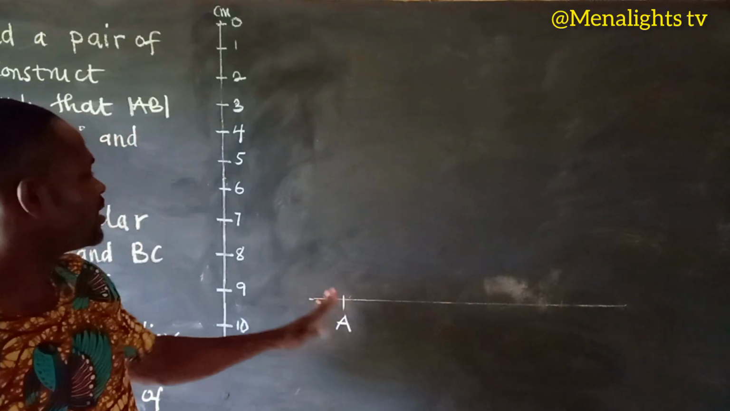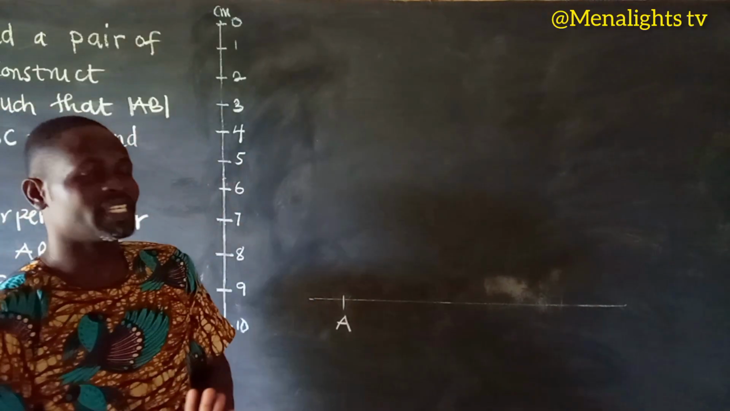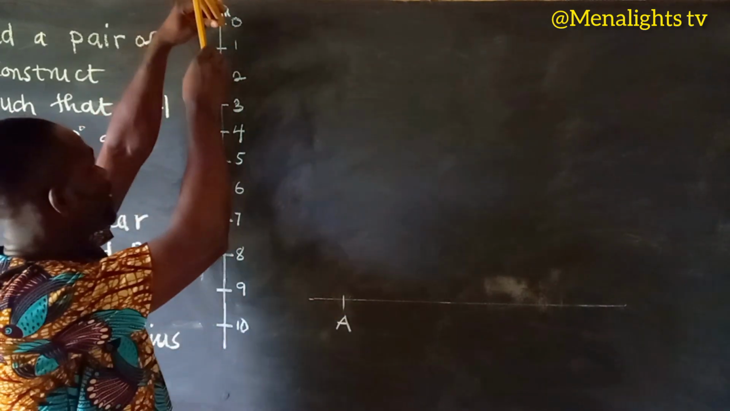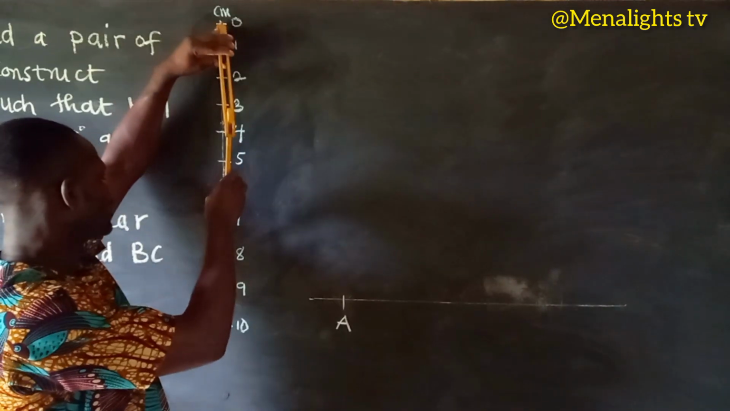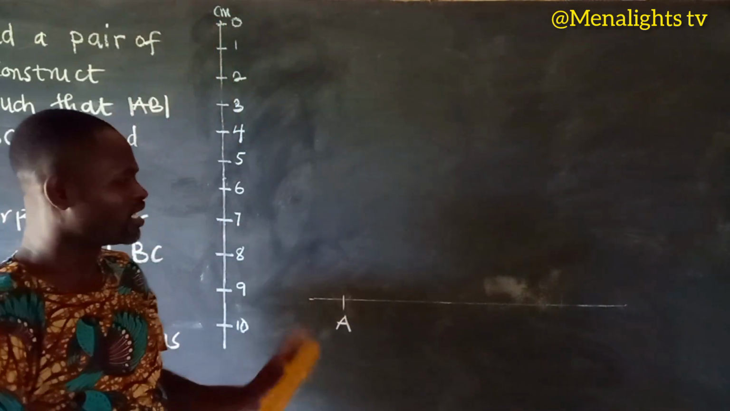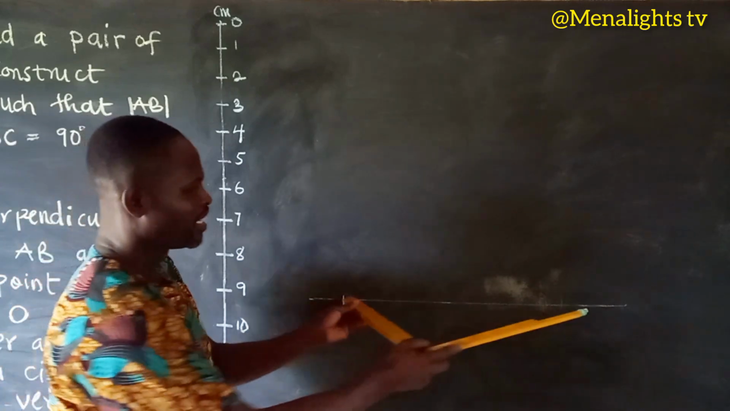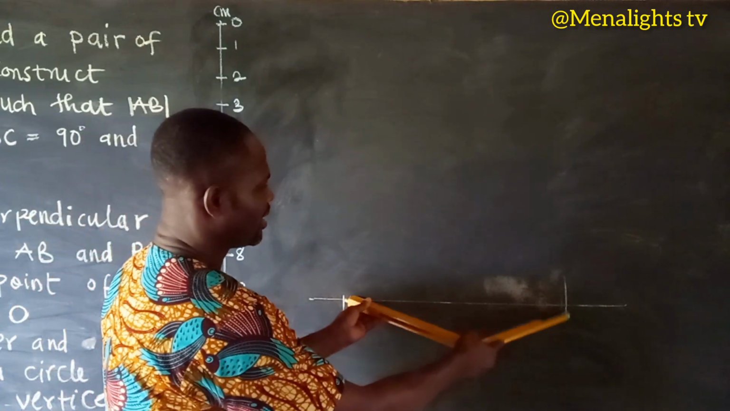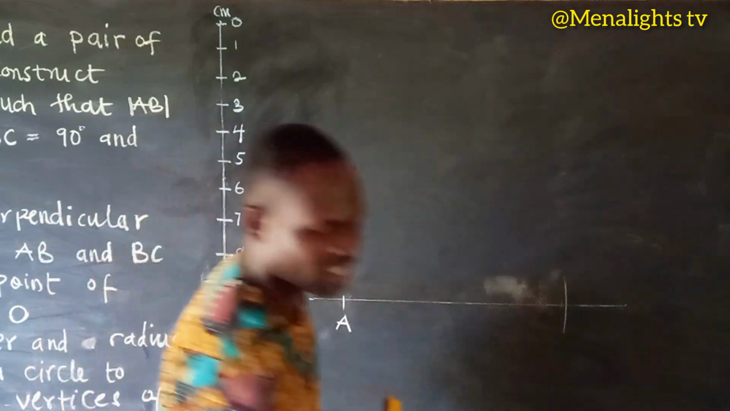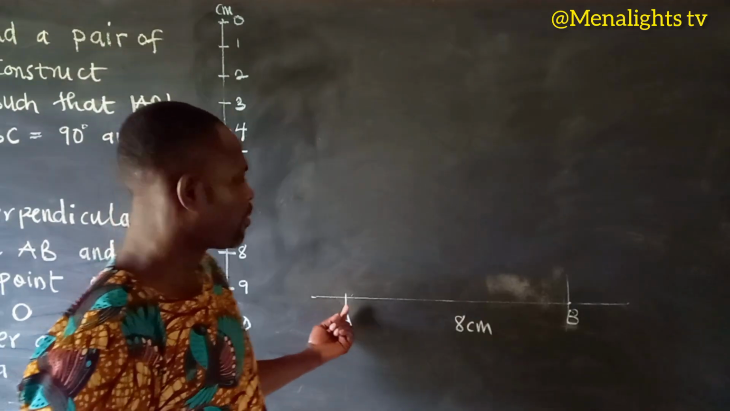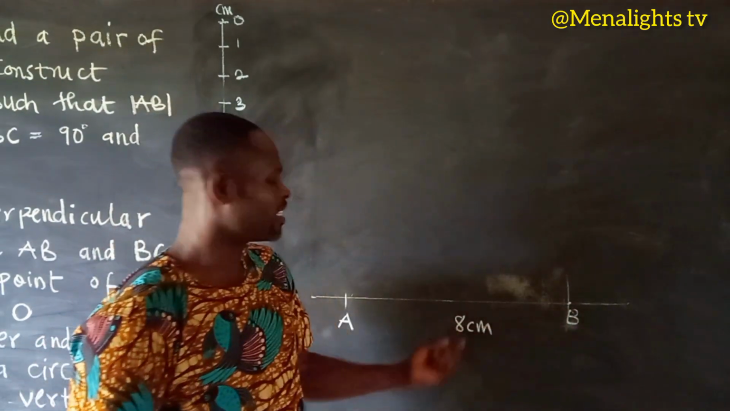So we take the distance AB, which is 8 centimeters. I'll take the 8 centimeters from my ruler, from 0 to 8, and that is my 8 centimeters. So I'll stand on A and make an arc, and that's why I have my 8 centimeters. So the distance from A to B is 8 centimeters.